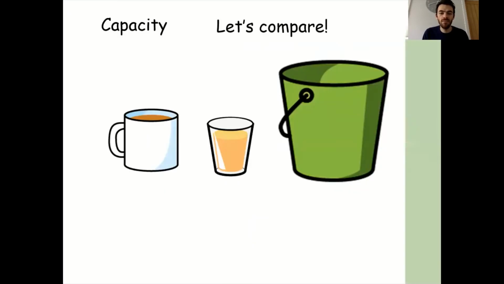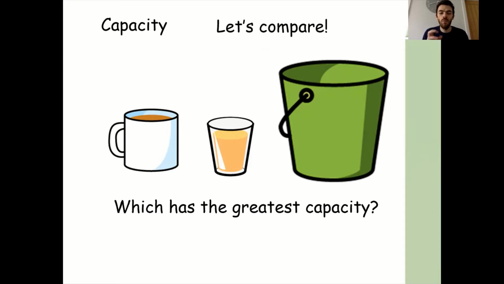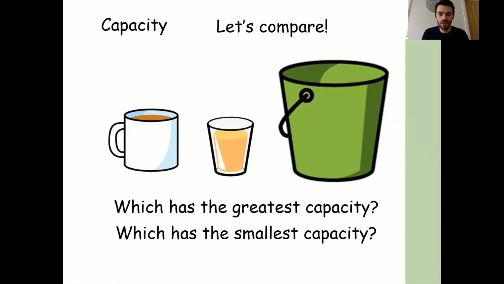So we have some different containers there. Now, yesterday you did an investigation with containers, so you should be excellent with this activity. Which one has the greatest capacity? Pause the video and tell your grown-up. Fantastic, the bucket definitely has the greatest capacity. And which has the smallest capacity?